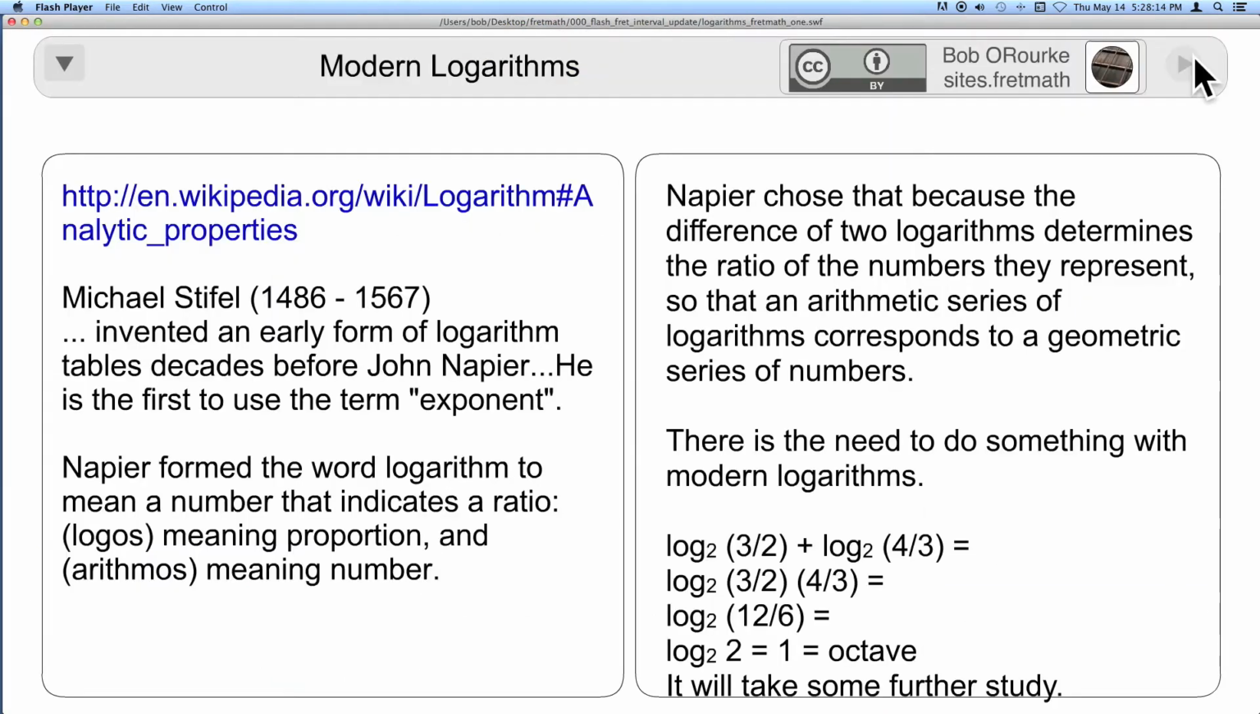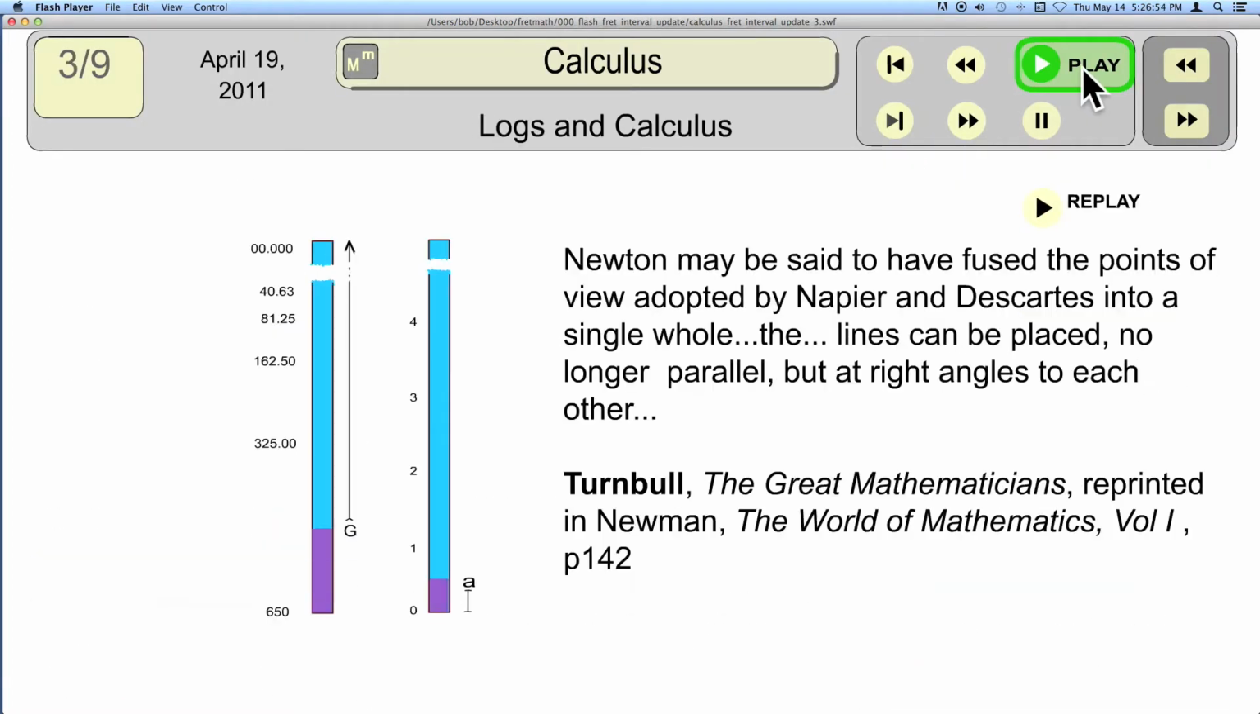So here's some research from an old animation. It indicates numbers in proportion, and Napier chose that because the difference of two logs determines the ratio of the numbers they represent, so that an arithmetic series of logarithms corresponds to a geometric series of numbers. Well, that's the old way of thinking. All right, moving on to calculus.